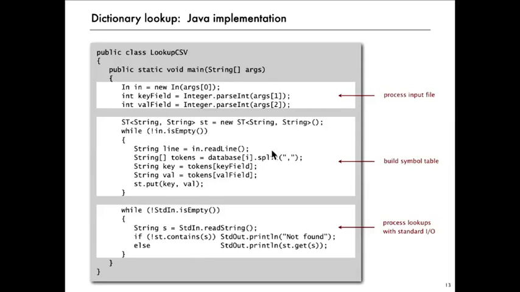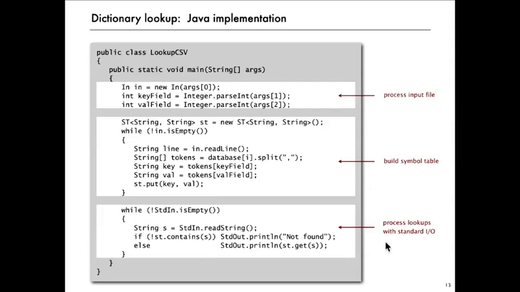Then there's a while loop where we just read a new line, read line, and then split according to comma into tokens in an array. And then the index in the array is going to be the fields that we're going to use. So the key is the string in the key field entry of the array, and the value is the string in the val field entry in the array, and we simply put that in the symbol table. So this while loop just builds the symbol table from the file.